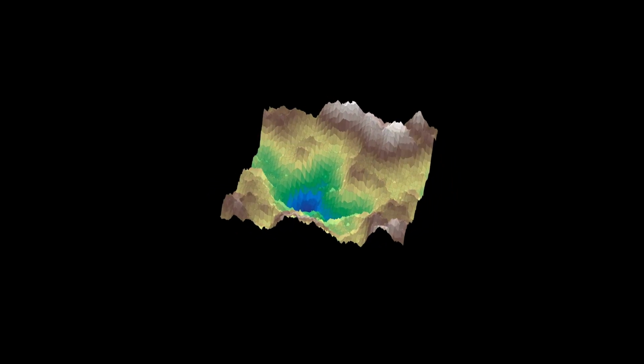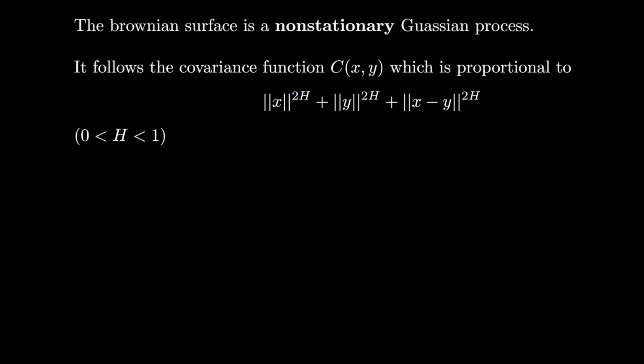To understand how these surfaces are made, let's look at how they are created. Brownian surfaces arise from a non-stationary Gaussian process. Non-stationary means its statistical properties, like mean or variance, change depending on position or time. The process develops according to its related covariance function seen here. It describes how many points are connected. The H parameter, also called the Hurst parameter, describes the roughness or randomness of the surface.